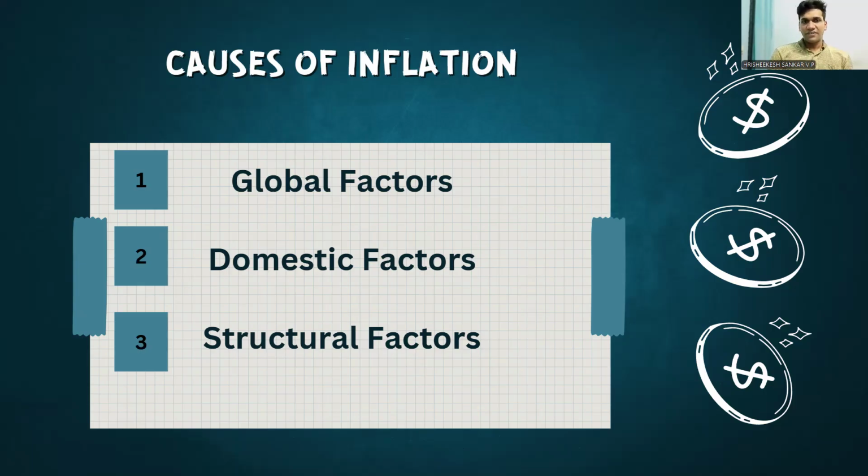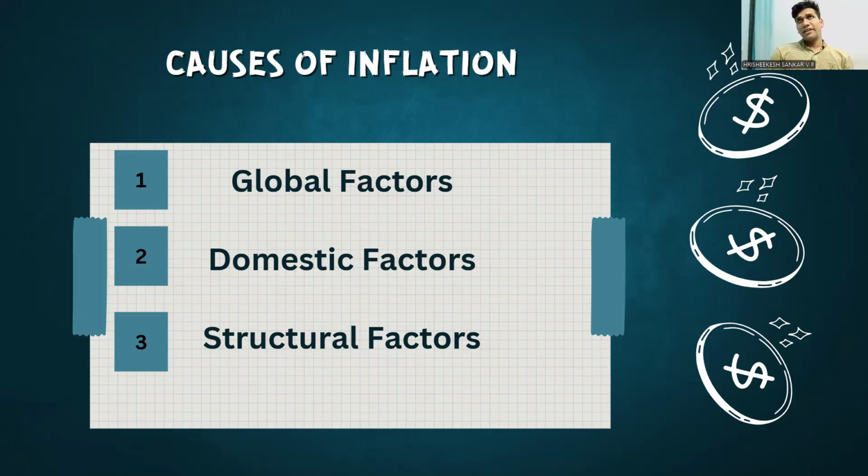Now, coming to the domestic factors: erratic monsoon, which affects agricultural output. The rising demand from post-pandemic recovery is not being met by adequate supply. There has been a high fiscal deficit as well. There are also structural factors like poor infrastructure in the supply chain and inadequate cold storage.